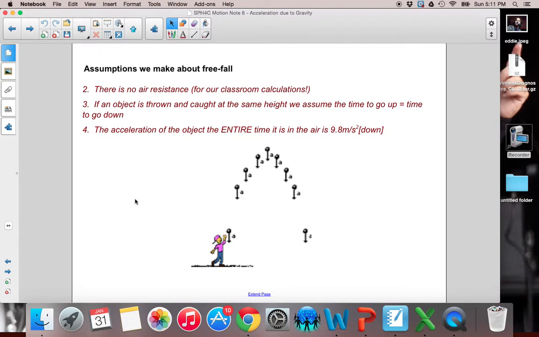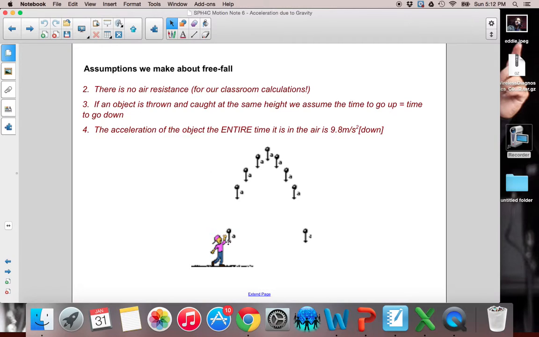Some more assumptions we make. That there is no air resistance. So that's the wonderful thing about being in high school. One of the many, I guess. Another assumption we always make is if you throw something and it leaves your hand, and say you catch it again in your hand, you're going to catch it with the same speed.